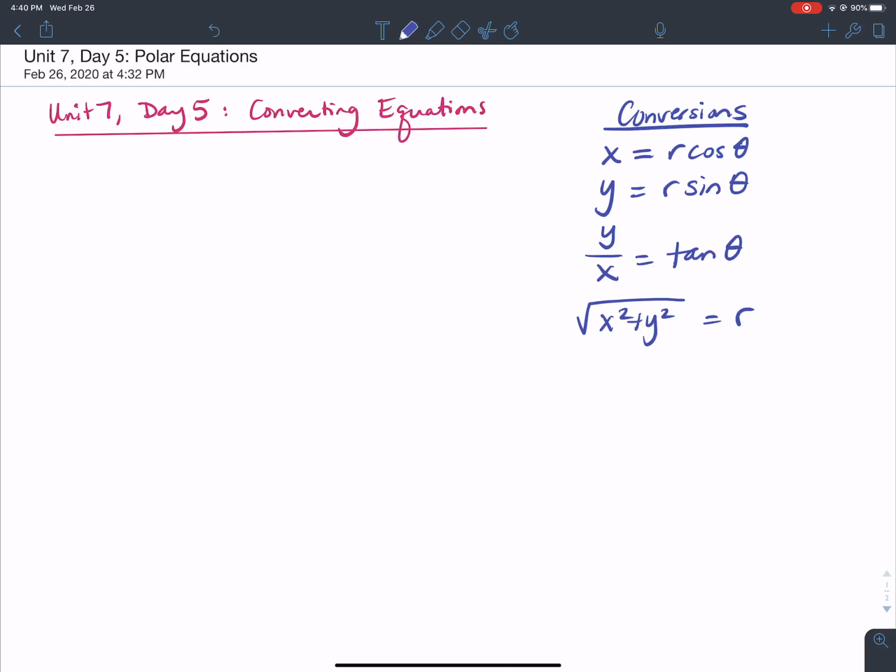This last one, though, I want to change. The square root is only there because a lot of times we're solving for just r. But if we're doing conversions with equations, a lot of times we don't want the square root there. So I'm going to take this one and square both sides and write it as x squared plus y squared equals r squared, like the true Pythagorean theorem version of this. So these conversions are what we're going to be calling on a lot today.